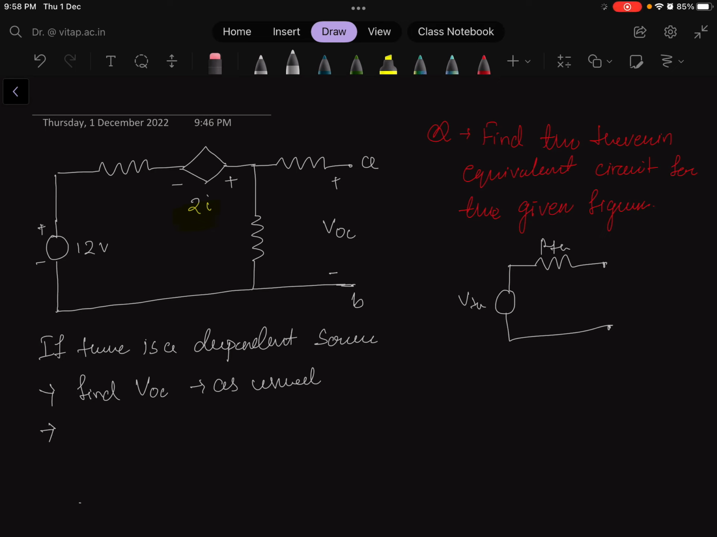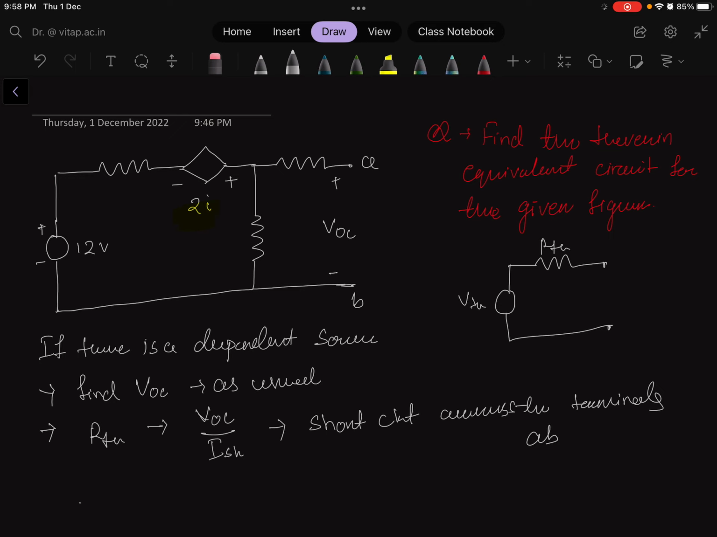Then the second point is what? We have to find the RTH, and here the calculation of RTH is a bit different process. RTH is equal to the VOC that we have calculated divided by one new factor called the ISH, or the shunt current. Now, how is this shunt current found? It is found by a short circuit across the terminals AB, wherever we need to calculate across the terminals AB.